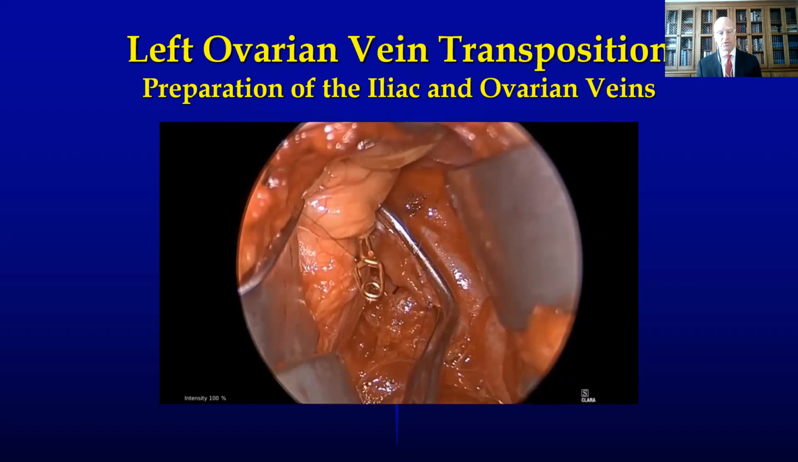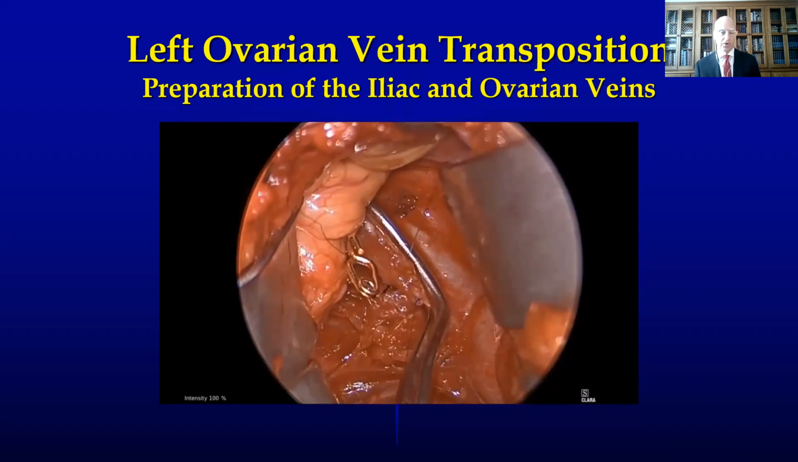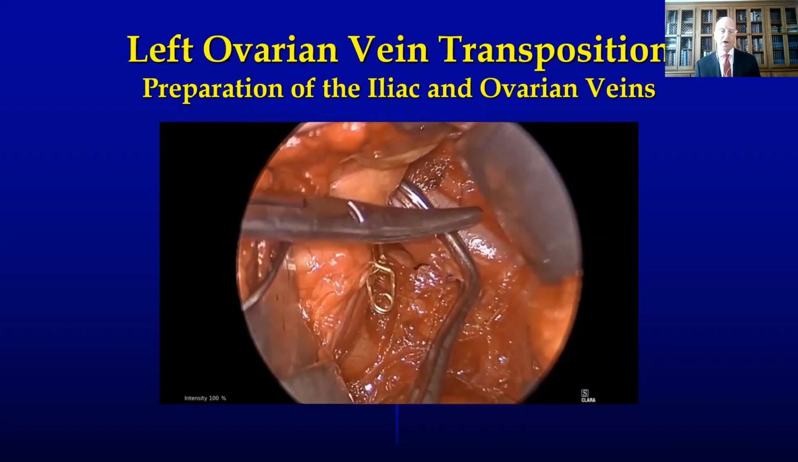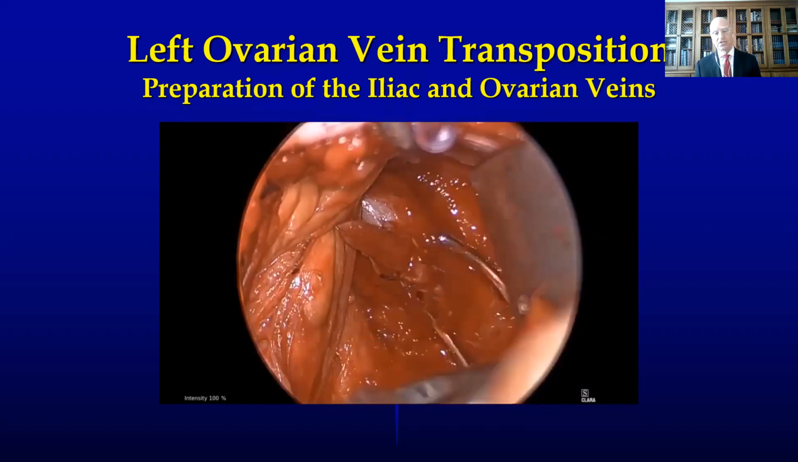Once the anastomosis is completed and secured, flow is initiated into this venous segment. Hemostasis is easily achieved because it's a generally low pressure system, and a Doppler is used to confirm that the flow from the ovarian vein is entering the iliac vein.